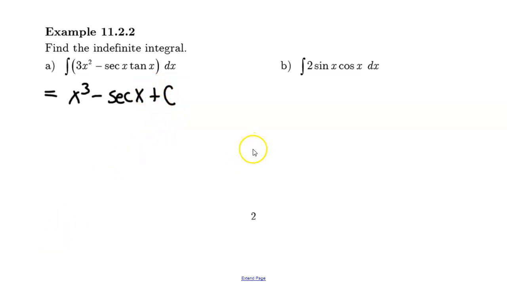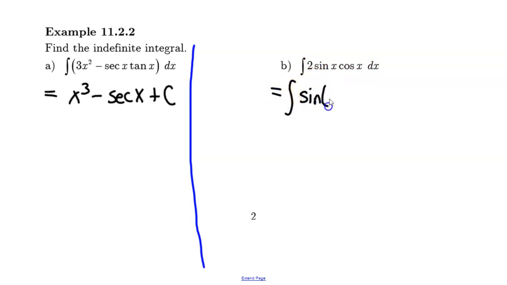Okay, so in part B, we have another indefinite integral. With this one, there's a couple of things that you can do. I'm going to show you two possibilities. One thing is you might recognize 2 sine cos x as sine 2x. In your previous trigonometry studies, you might have learned the double angle identity: sine 2x is equal to 2 sine x cos x. So really, this is an equivalent indefinite integral.